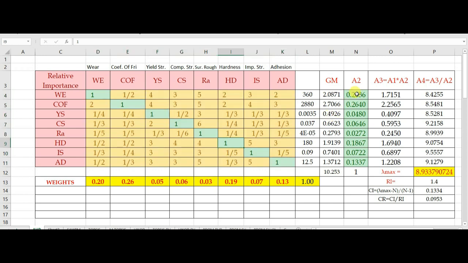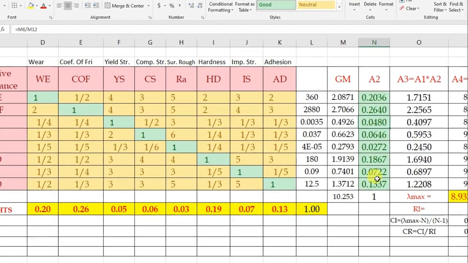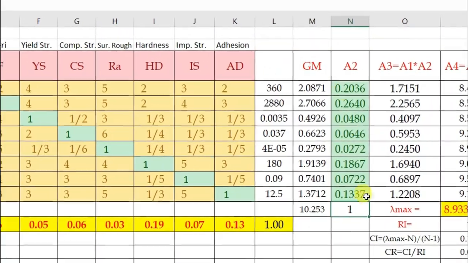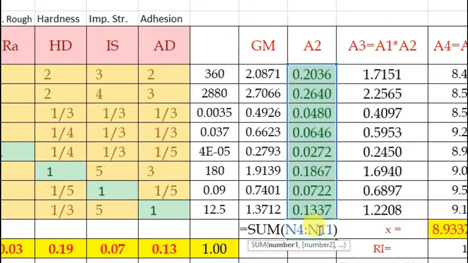Actually we had found the weights for different attributes here itself. So actually finding of weights was done at this stage only, but to check the consistency of the judgments made, we have to find the consistency ratio which is less than 0.1, and hence all the values of weights are said to be consistent. So as we see here, A2 matrix gives the values of the weights. So what I come to know from this, that wear has a weight of 0.2, COF has a weight of 0.26, yield strength has a weight of 0.04, and so on. Remember here, the sum of all the weights must be equal to 1. So here we see sum of all the weights is coming to be 1.